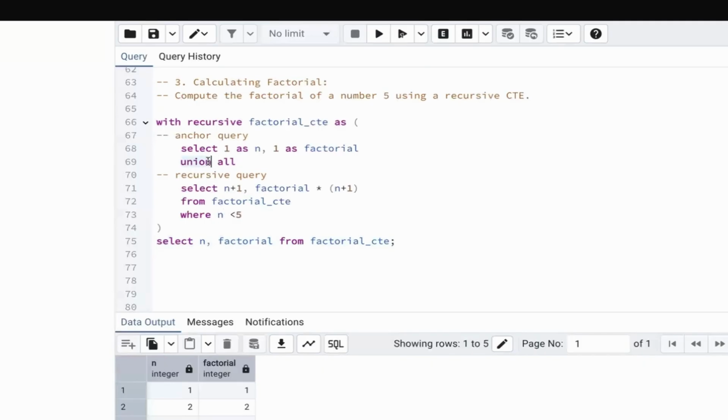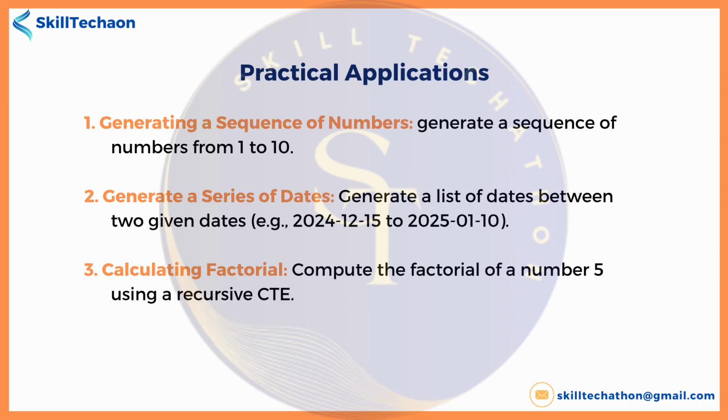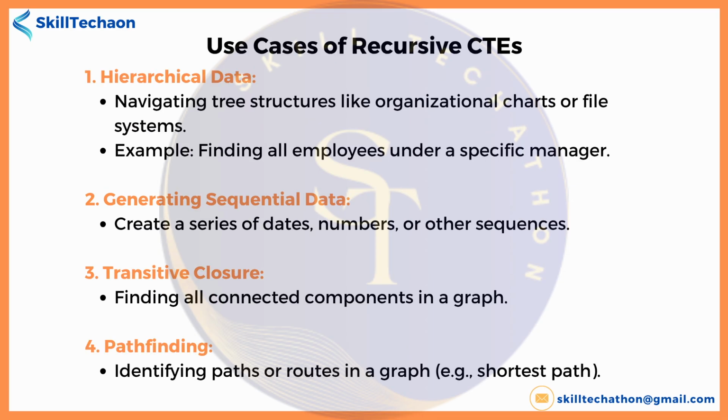Now union all combines the results of the anchor query and recursive query, and it retains all rows, allowing each step of the recursion to contribute to the result set. Now in this final query, we are retrieving all rows generated by the recursive CTE, and the final output shows the factorial for each value of n from 1 to 5. Okay, this is how it's working. I hope you got the idea from the practical applications of all these 3 questions, how to solve a question using recursive CTE. Now let's look into the use cases.